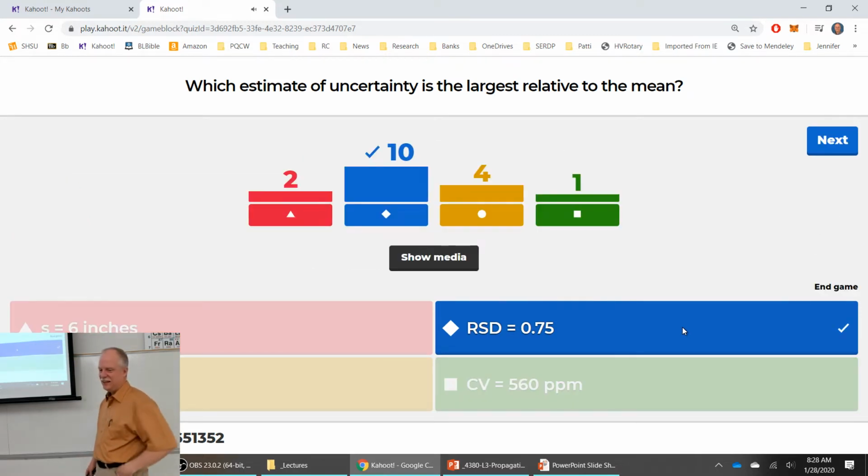Yay, very good. Okay, so these other options, 560 parts per million, that's really small. It's 560 times 10 to the minus 6, or 0.56 times 10 to the minus 3, or 0.056 times 10 to the minus 2. And these others were at 10 to the minus 2. So 75 times 10 to the minus 2, 35 times 10 to the minus 2, or 0.056 times 10 to the minus 2.